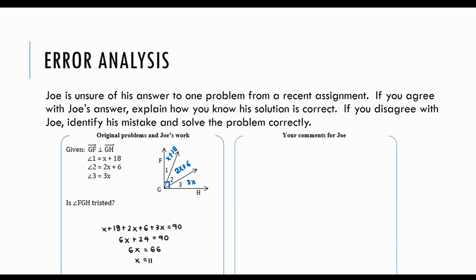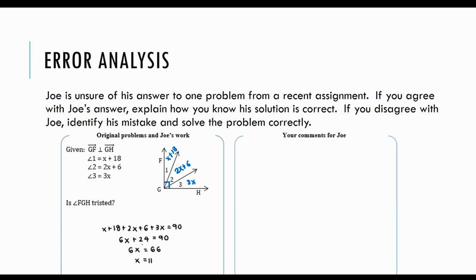So if we start looking at Joe's work, notice that he took each of those 3 smaller pieces, the x plus 18, the 2x plus 6, and the 3x, he added them up and set it equal to 90. Well, I agree with that because we know that we have a perpendicular right angle here. That's why I had to add all 3 and set it equal to 90. So let's make sure that his algebra checks out. So x plus 2x plus 3x, I agree that that combines to 6x.